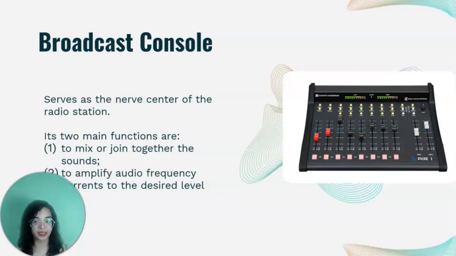When we discussed how to write a radio script, then we can see how the sound can be joined together, or how the sounds can be used to fade in or fade out. And aside from that function, the broadcast console is also used to amplify audio frequency currents to the desired level.